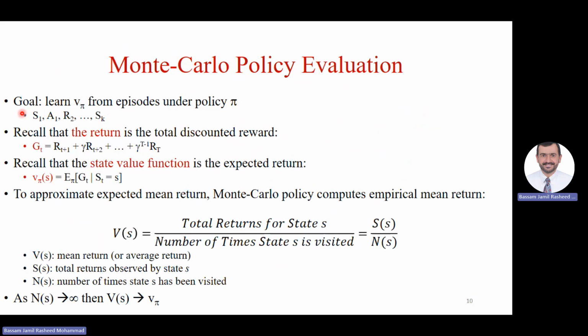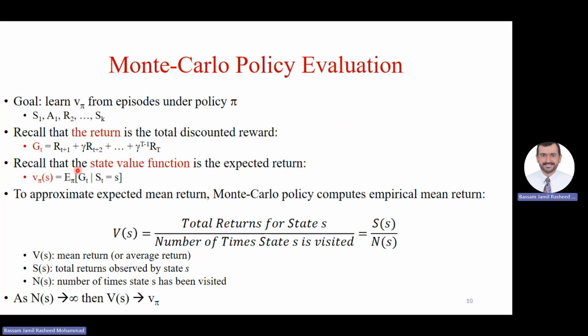So the goal is really to learn the state value from episodes under policy pi. So the state value under policy pi, that's my goal. Since we are model-free, we are sampling all these states and rewards from the environment. Recall that the return, the total discounted reward, is this equation from previous lectures. And recall also that the state value function is the expected return. So basically the state value is the expectation of this total return. So to approximate the expected return, Monte Carlo computes an empirical mean return.